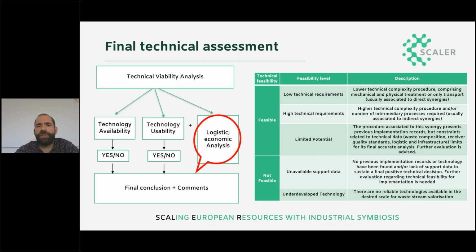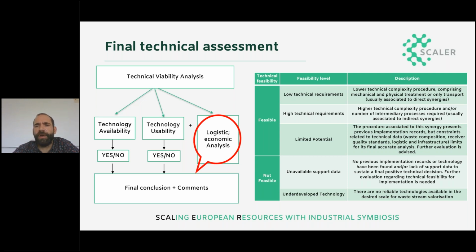So pretty much the synergy technical feasibility was evaluated as feasible or not feasible, but we defined different levels of feasibility or unfeasibility for them. In the case of the feasible, we have defined some of them as feasible with low technical requirements, others with high technical requirements, and others that were feasible with limited potential. I'm not going deep on the description of each one as it is available in our deliverables, and I invite you to look for it.